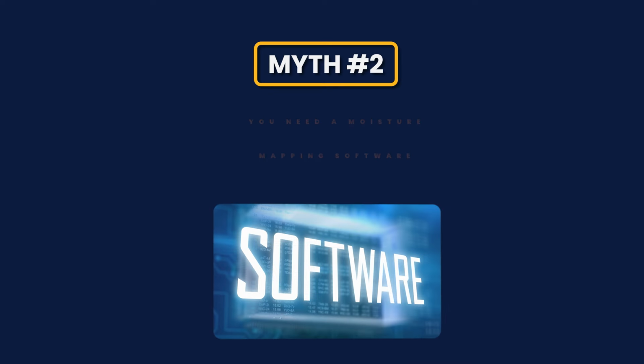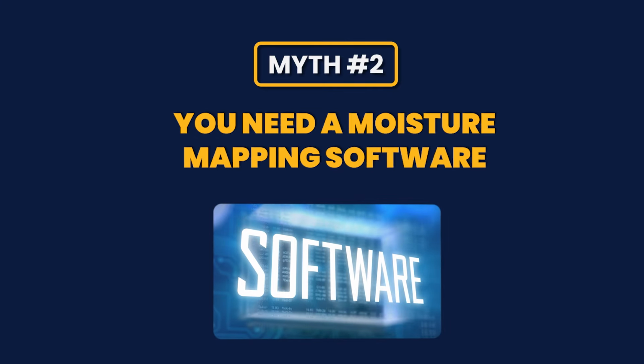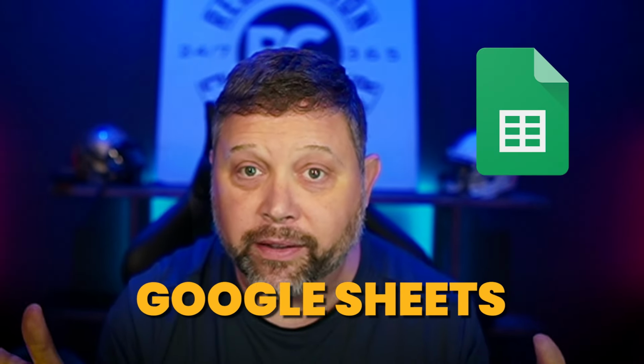Now, here's the next thing you don't need. Another myth in restoration is this: you do not need a moisture mapping software. Would you like for me to tell you the software we use for moisture logs? It was called Google Sheets. It's free.